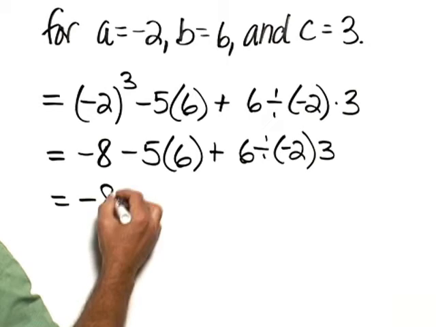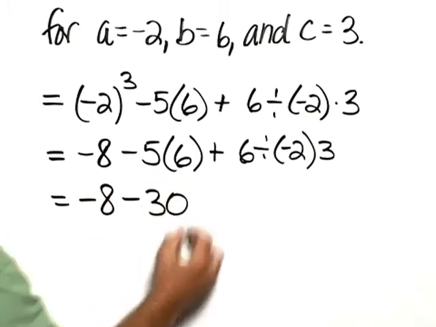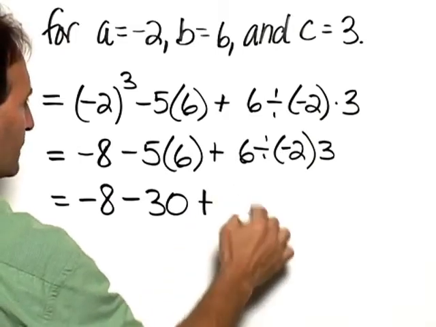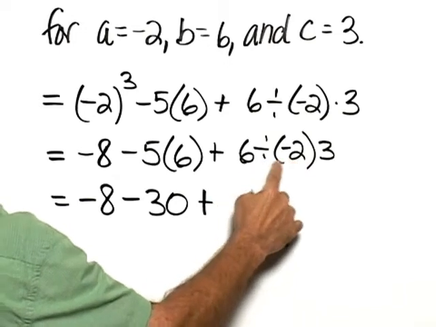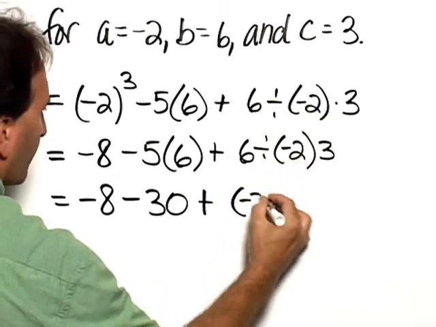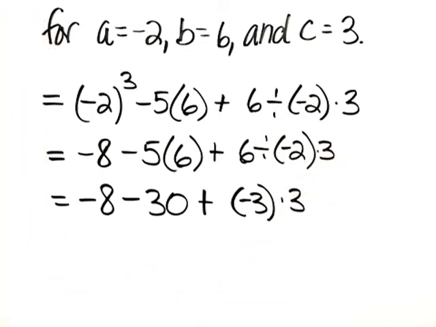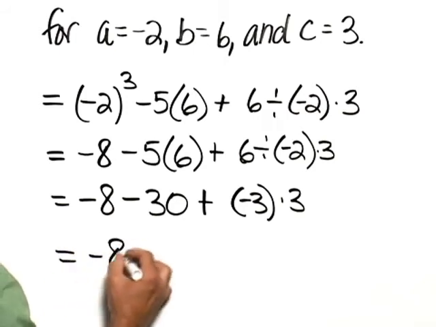The -8 remains the same. 5 times 6 is 30, so we have -30. Then we have plus 6 divided by -2. 6 divided by -2 is -3. And then we have the times 3. So we still need to take care of that multiplication.